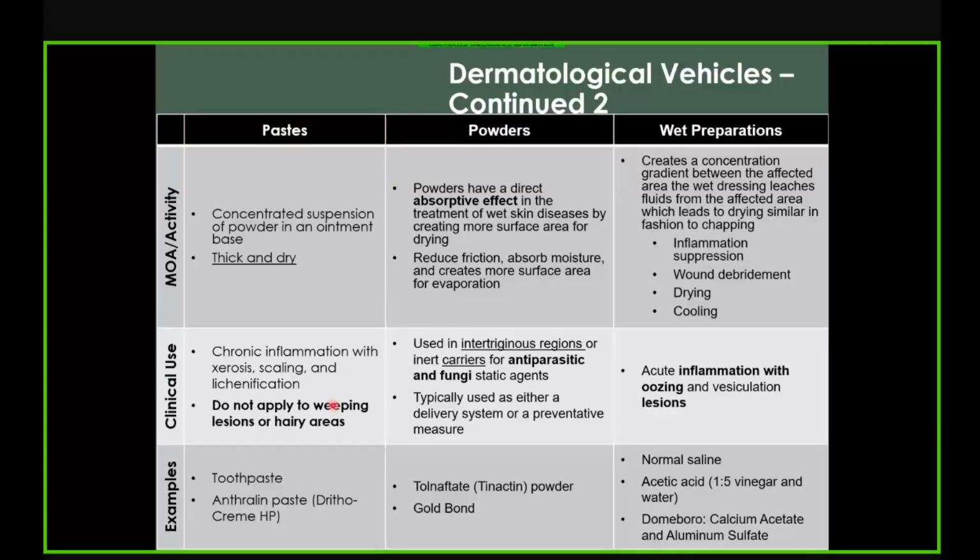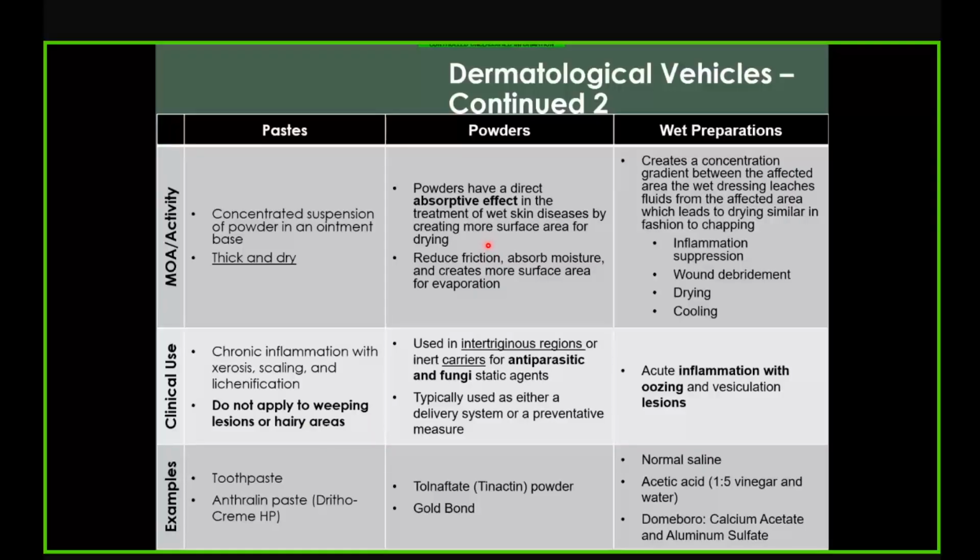If you leave toothpaste on your skin, it's going to dry out. And then if you don't have water and you had to just rip it off, it would hurt. Okay. So that's how I remember, don't stop the weeping that's happening. Don't occlude it with my paste. And I don't want to put it on a hairy area.